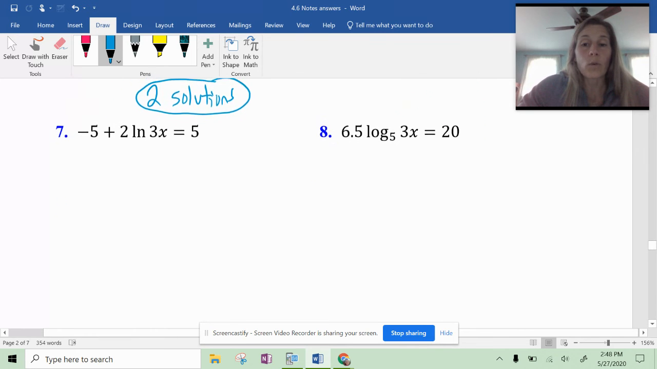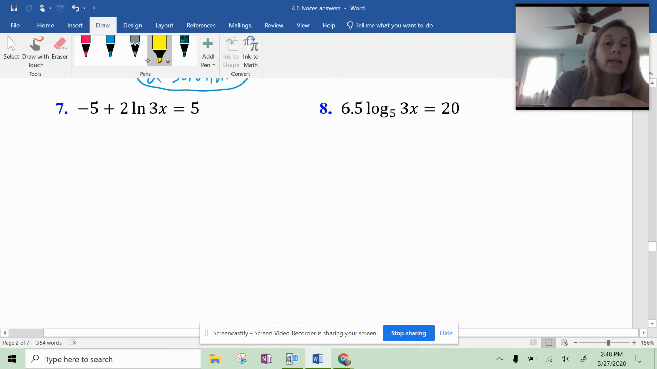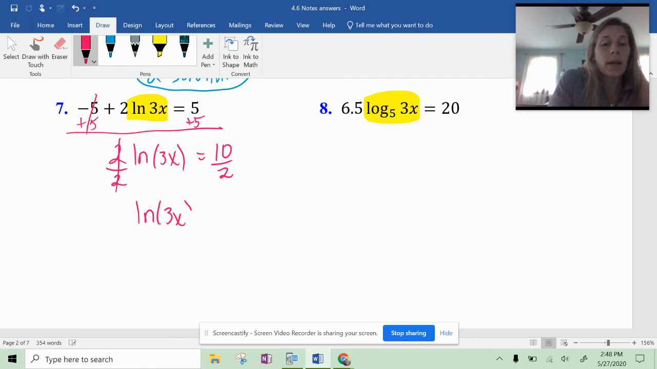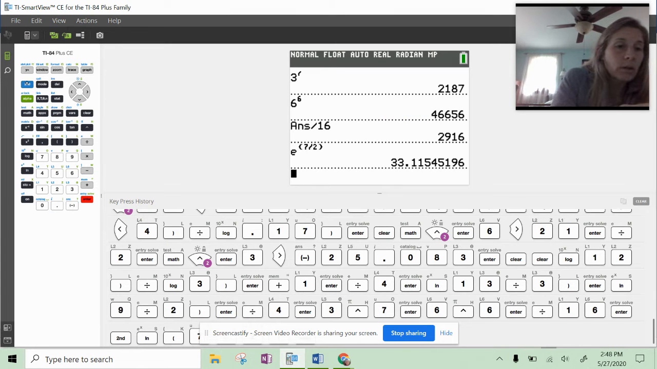All right, so both of these only have 1 log, so we're just going to isolate that log and then we'll go from there, right? So for this one, we're going to add the 5. So we have 2 ln 3x equals 10. Then we divide by that 2. So ln of 3x equals 5. Then we're going to give each side that base of e to cancel out the ln. So we have 3x equals e to the 5th power.